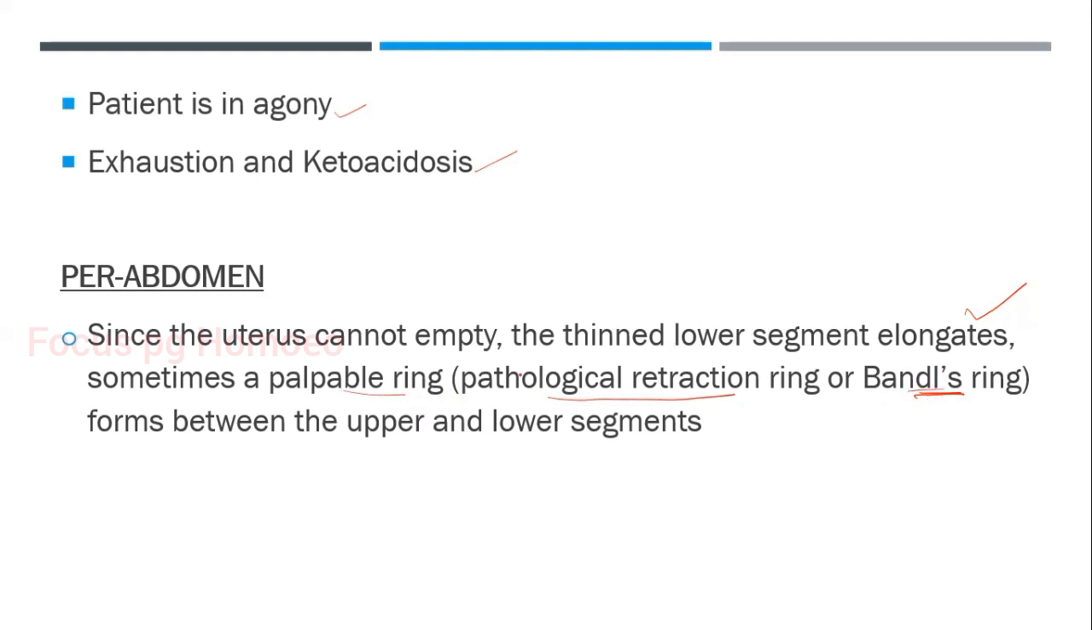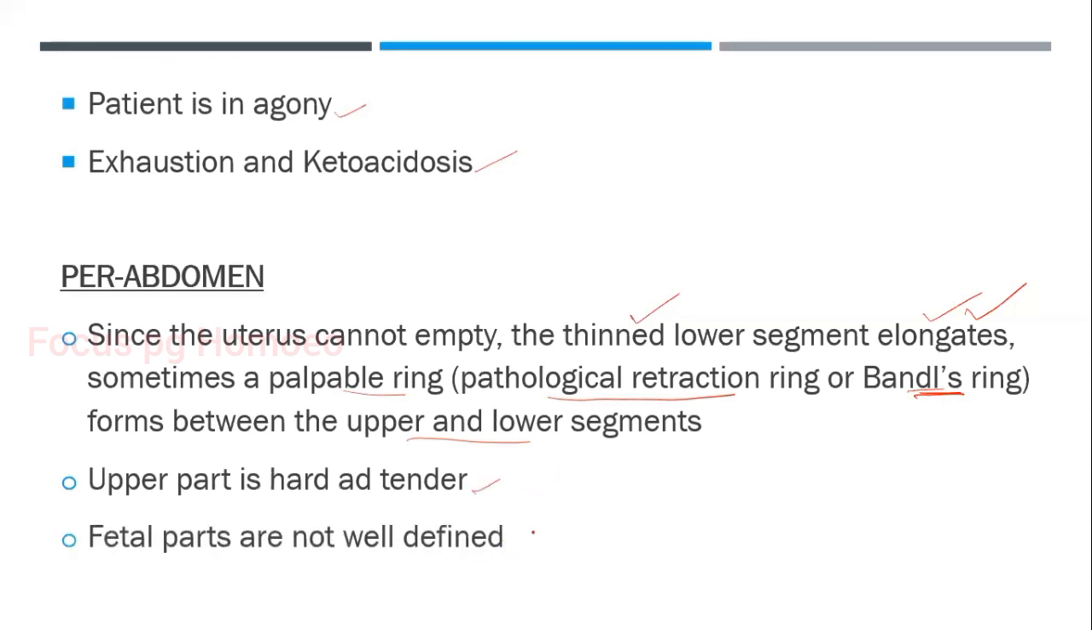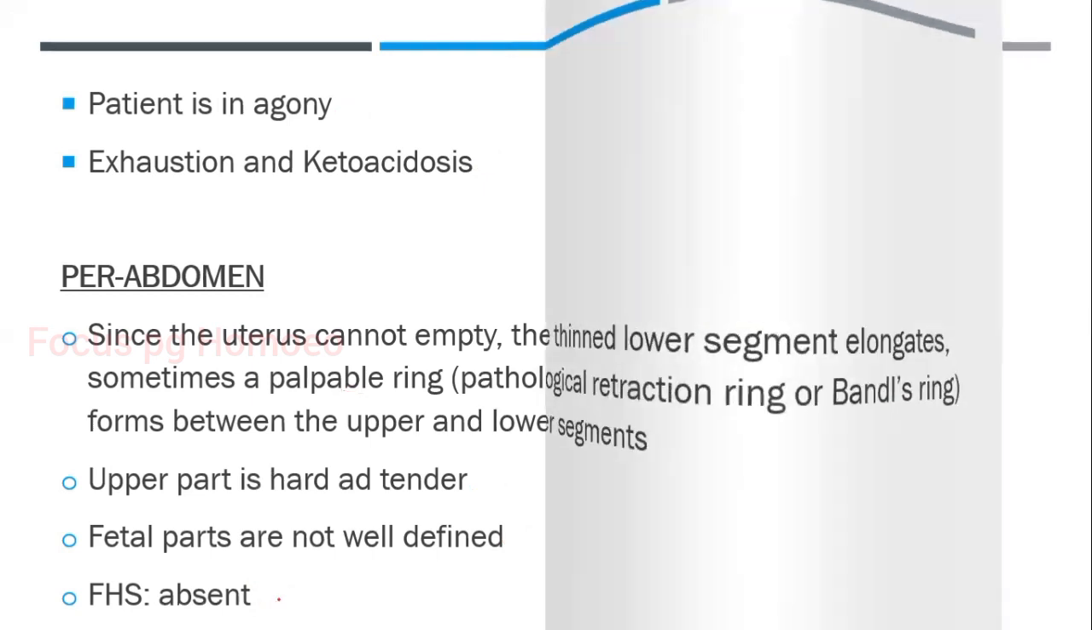So what happens in obstructed labor is that this retraction ring, which is physiological, becomes pathological, and that ring is called Bandel's ring. And why is this occurring? This is because of the thinning and elongation of the lower uterine segment with continuous uterine contraction, and there is no descent of the fetus. It forms in between the upper and lower uterine segment. The upper part is hard and tender, fetal parts are not well defined on per abdomen examination, and FHS, the fetal heart sound, is absent in obstructed labor.